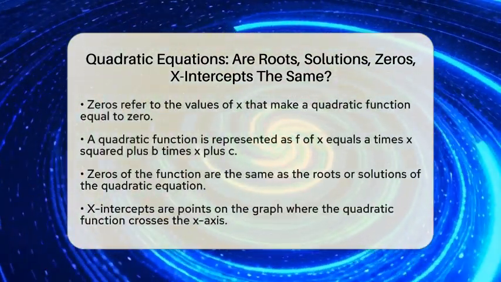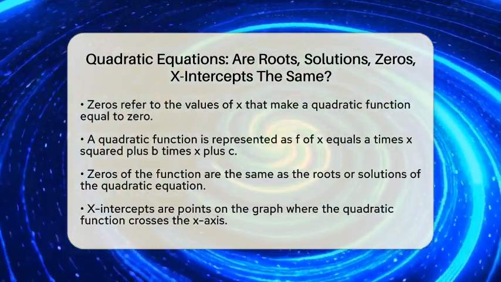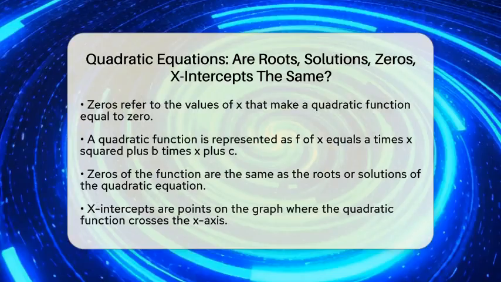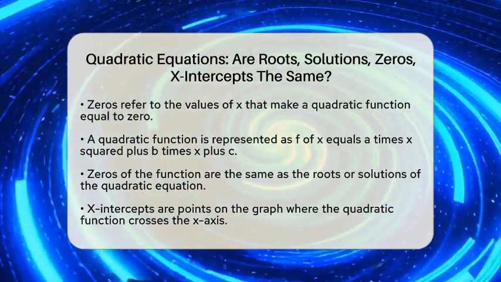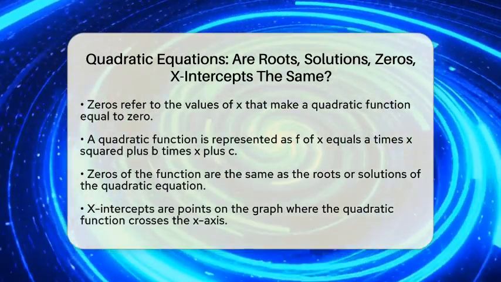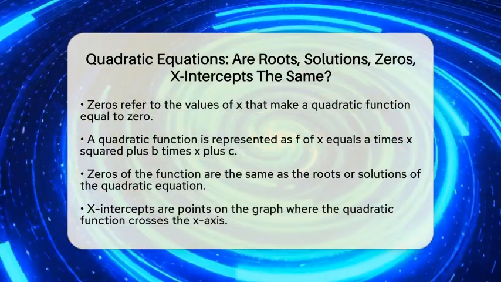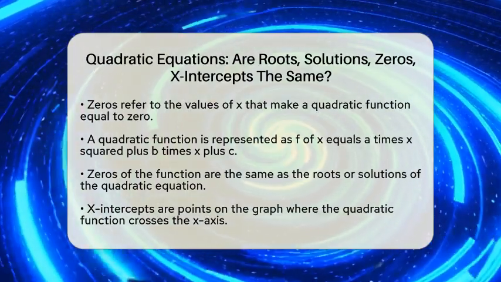Now let's talk about zeros. The term zeros typically refers to the values of x that make a quadratic function equal to 0. A quadratic function is written as f of x equals a times x squared plus b times x plus c. The zeros of this function are the x values where f of x equals 0.